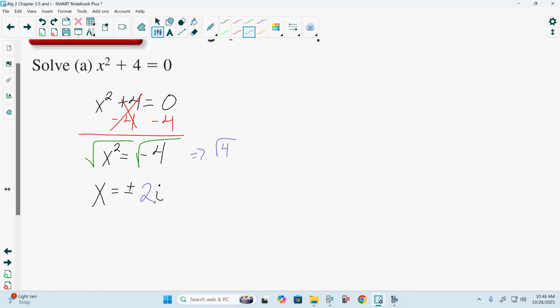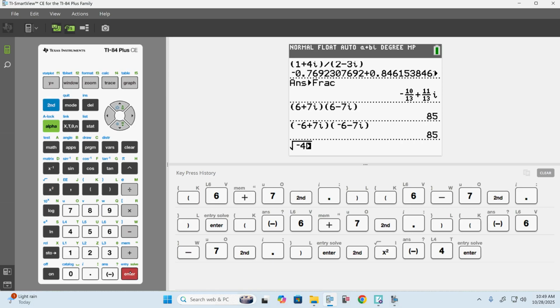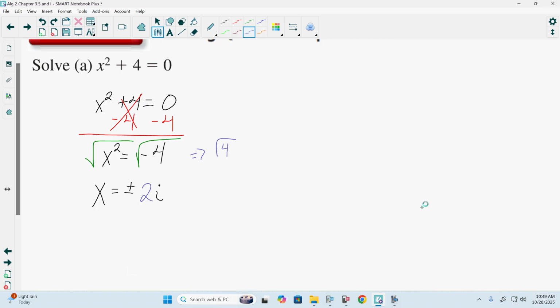Now, because it simplified nicely, our square root of negative 4, we could have put that straight into the graphing calculator. Second, square root, negative 4, it would have told us that it is indeed 2i. And because we took the square root of both sides, we have to put the plus or minus, telling us that x is equal to plus or minus 2i. Is our final answer. So we can actually start solving these with non-real answers.